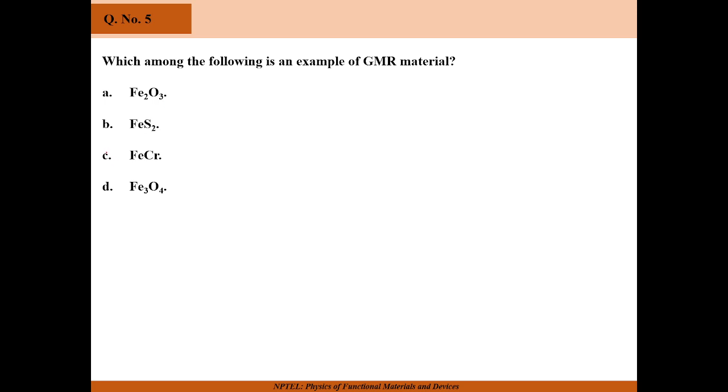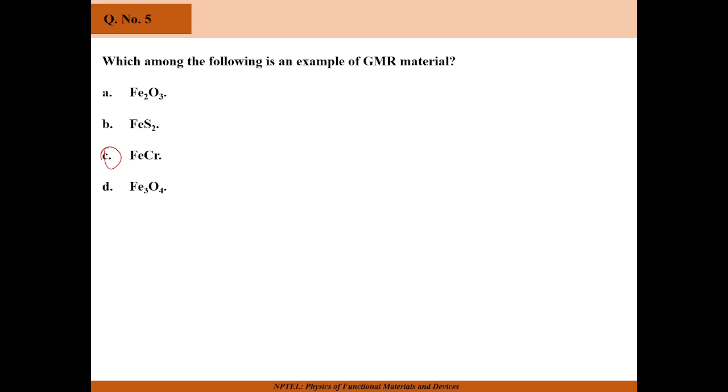So the correct option is, as you said, the answer is C, Fe/Cr. So what happens here? It consists of alternating layers of ferromagnetic iron and non-magnetic chromium. Here the chromium acts as the non-magnetic medium. The GMR effect arises from the interaction, as we have seen in the lecture, between the magnetic moments in the magnetic layer, which is the iron layer, and the non-magnetic layer, which is the chromium layer.